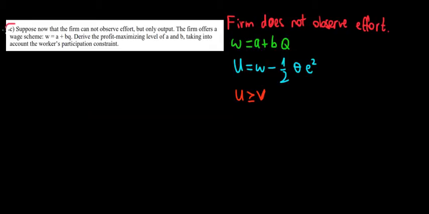Let's start working on question C now. Suppose that the firm cannot observe effort and the scheme is A plus B times Q, where A is a fixed salary and a bonus based on production. So we have to find out the profit maximizing level of the base salary A and the bonus B.